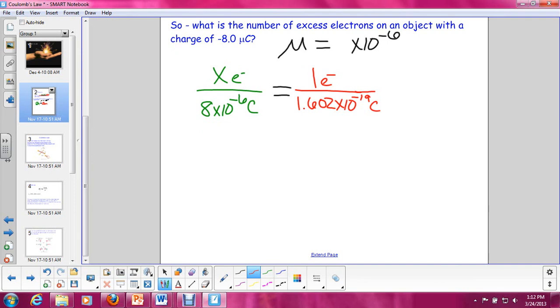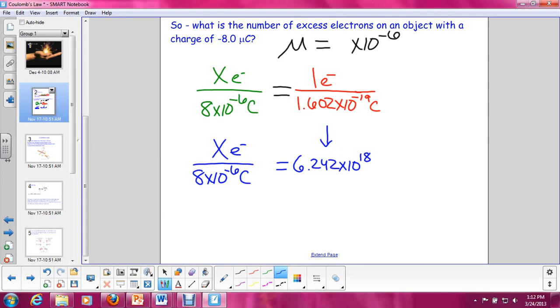The first step to solving here is to do this out on your calculator: 1 divided by, and don't forget your parentheses, 1.602 times 10 to the minus 19th. It turns out when you plug that into your calculator, this whole thing goes to 6.242 times 10 to the 18th. And that is still equal to X electrons over 8 times 10 to the minus 6 coulombs. So now we can try and solve for X.